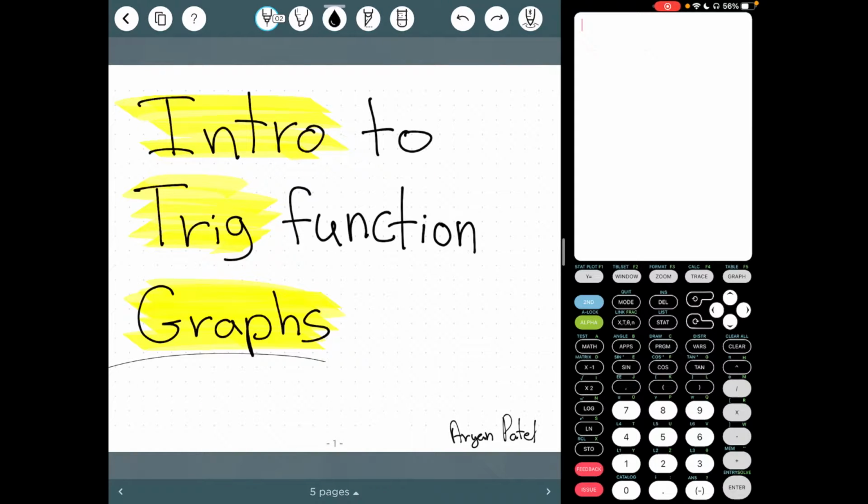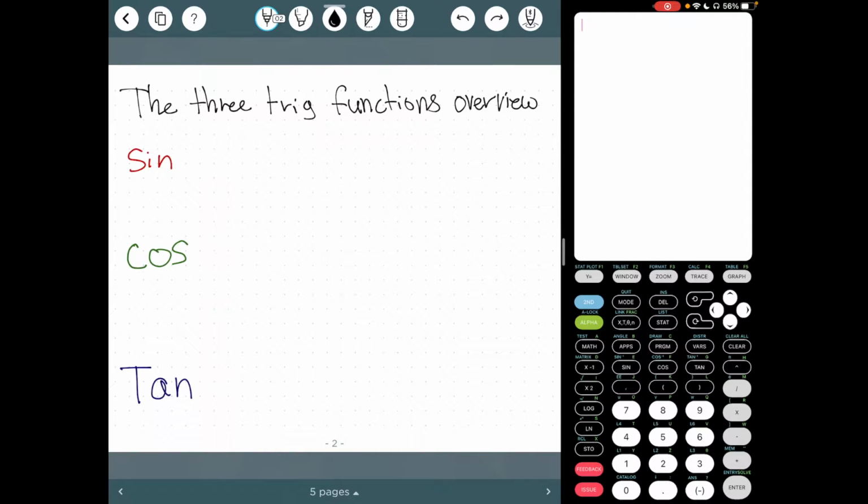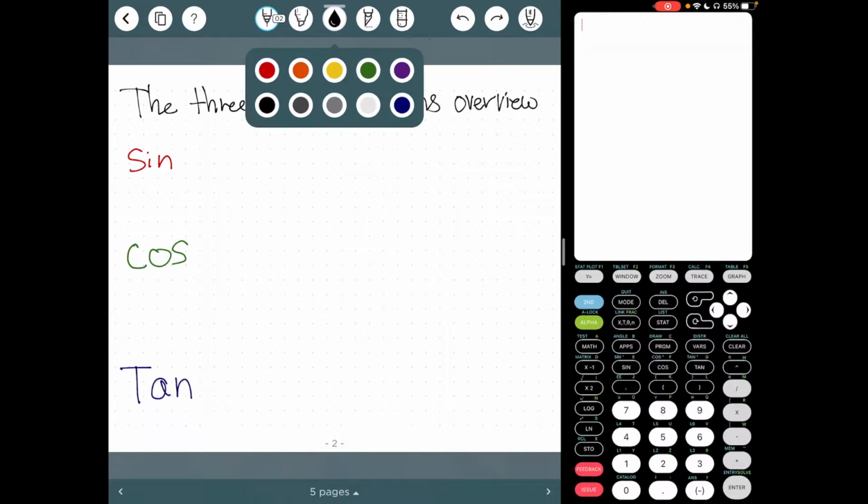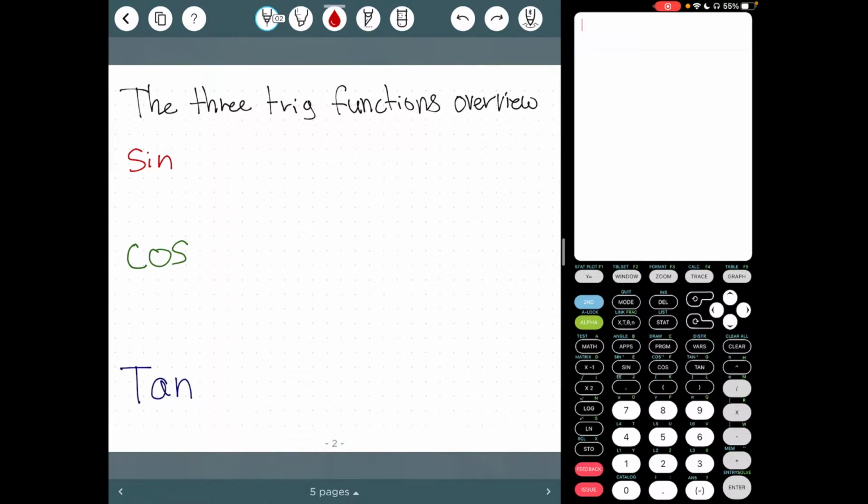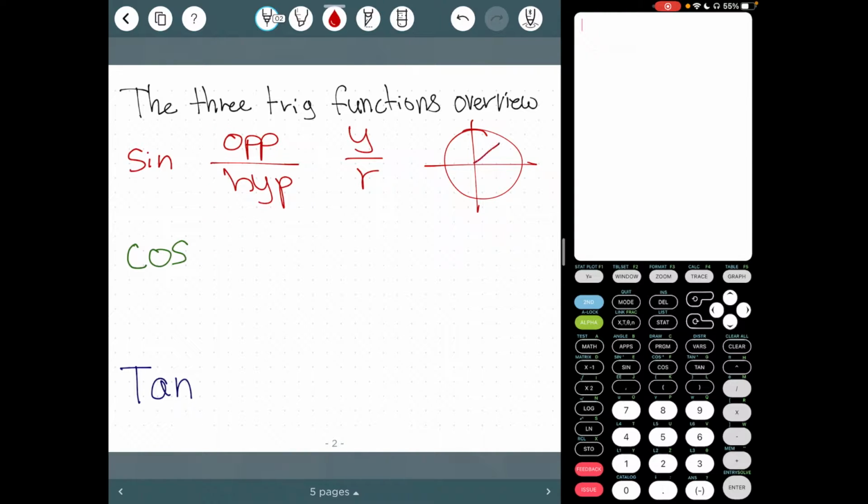So this video is on the intro to trig function graphs. For a basic overview of the three trig functions, first we have sine, which is the opposite over hypotenuse. And on a unit circle, it is y over the radius. So if you think about a unit circle, it is the y value over the radius.